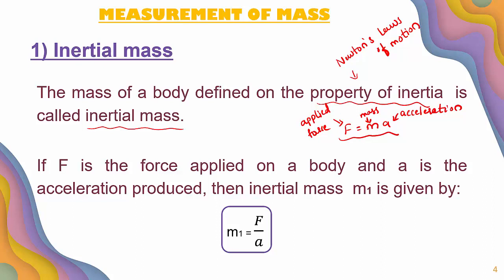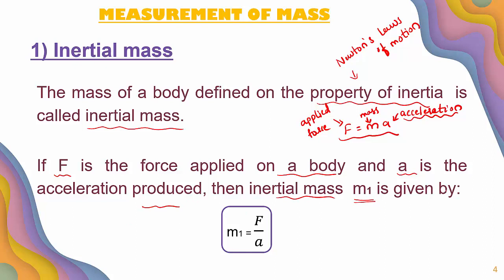F equal to ma. The mass of a body defined on the property of inertia. If the mass of a body is defined based on this second law of motion, then we can call it inertial mass. Right? So F indicates applied force, m is mass of a body, a indicates acceleration. What is acceleration? The rate of change of velocity is called acceleration. Right?